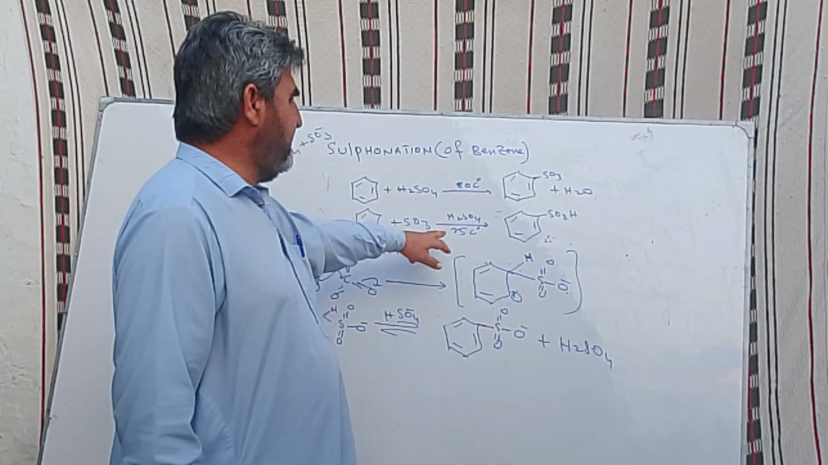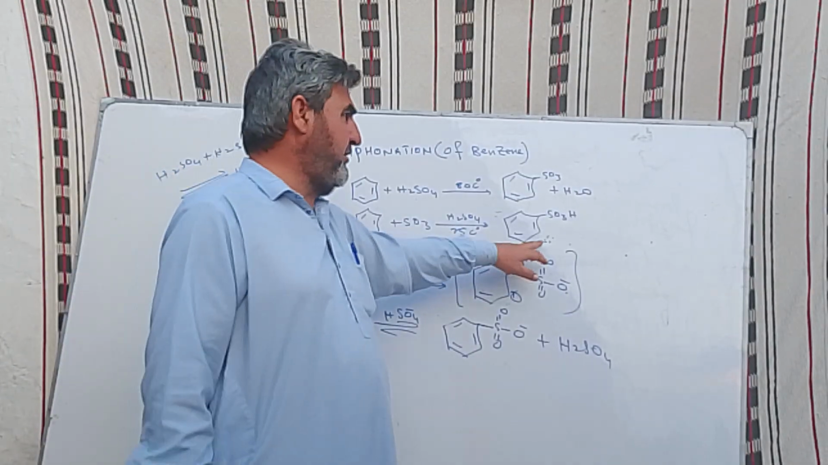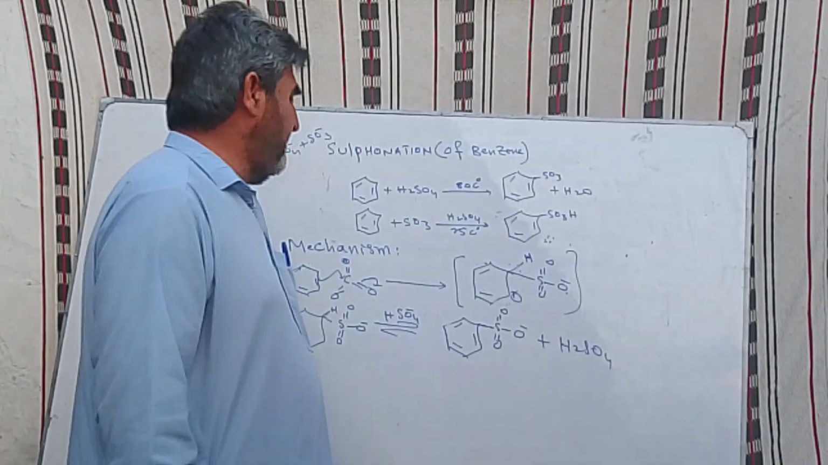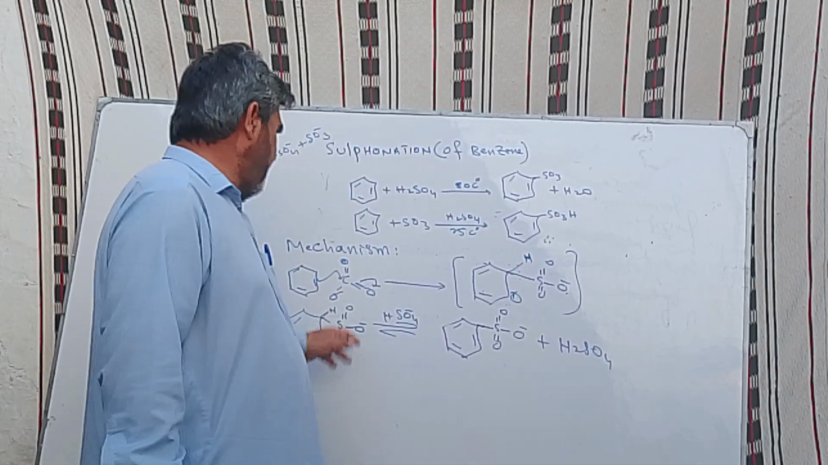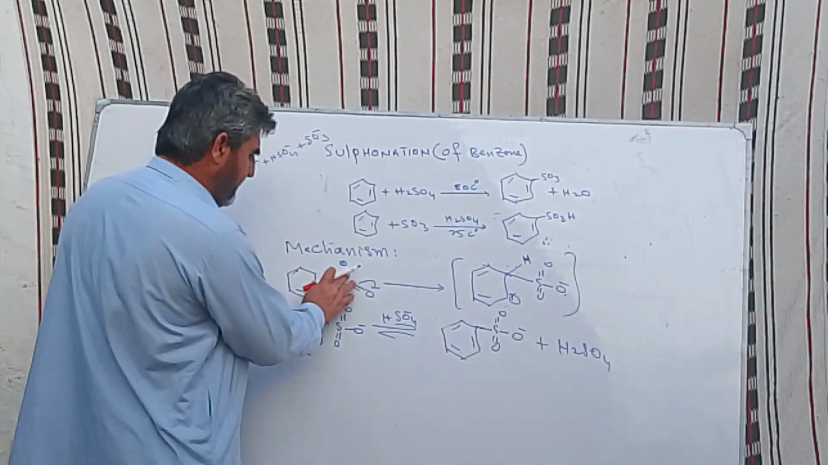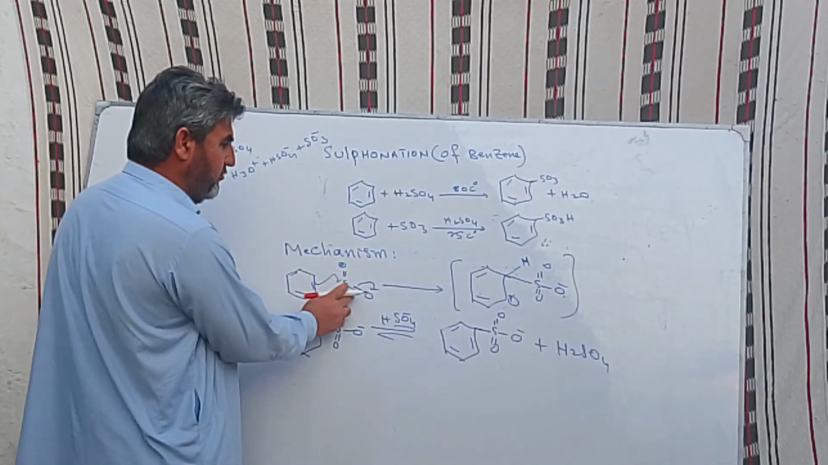Now, the second reaction, in the presence of H2SO4 at 25 degrees centigrade, will react to form benzene sulfonic acid. The mechanism of this reaction is very simple. This is actually the SO3. This one is the SO3.